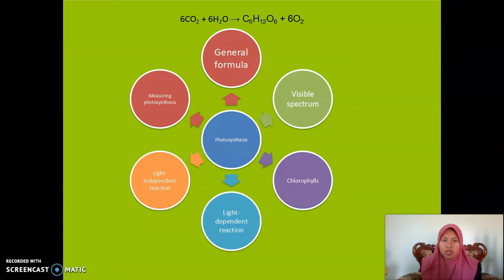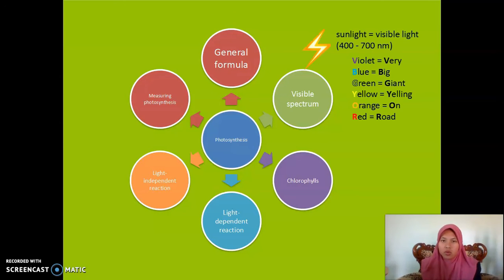Next, for photosynthesis, as we know, it happens in the visible spectrum. Okay, so sunlight tu dia ada pelbagai sangat spektrum dia. Okay, jadi for photosynthesis, it happens in the visible light, where dia punya wavelength is between 400 to 700 nanometer. Okay, so in this visible light punya spectrum, these are the colors: violet, blue, green, yellow, orange and red.